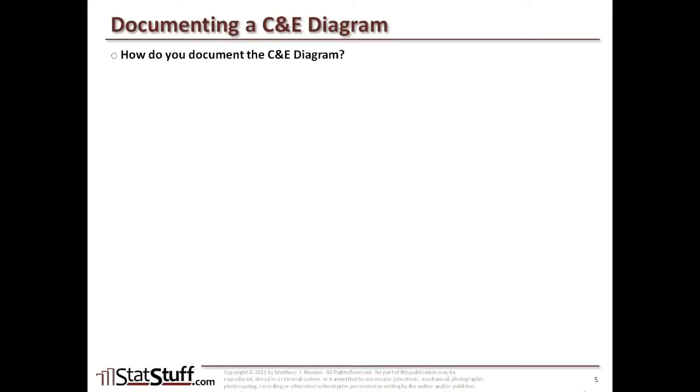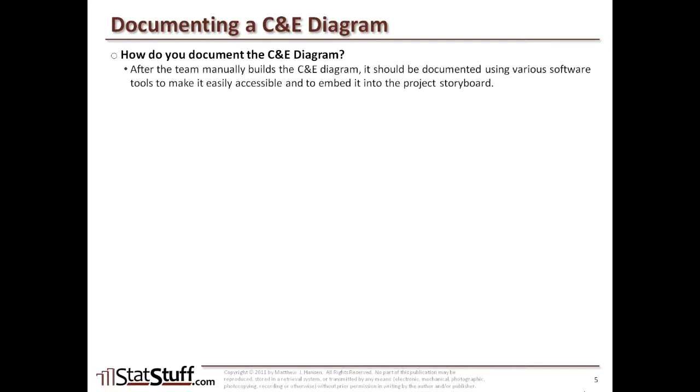Alright, now let's talk about how you may go about documenting the C&E diagram in an online format. Well, for documenting the C&E diagram, there are several ways you can do that. First, after we've already built the C&E diagram manually with the team, then we should try to document it if possible in some sort of software tools that are available. By doing that, it gives us a better illustration in the project storyboard. It gets us something more legible and something that works well within a project storyboard when we're presenting our project and when we're going to explain how we identified these potential root causes in the first place.